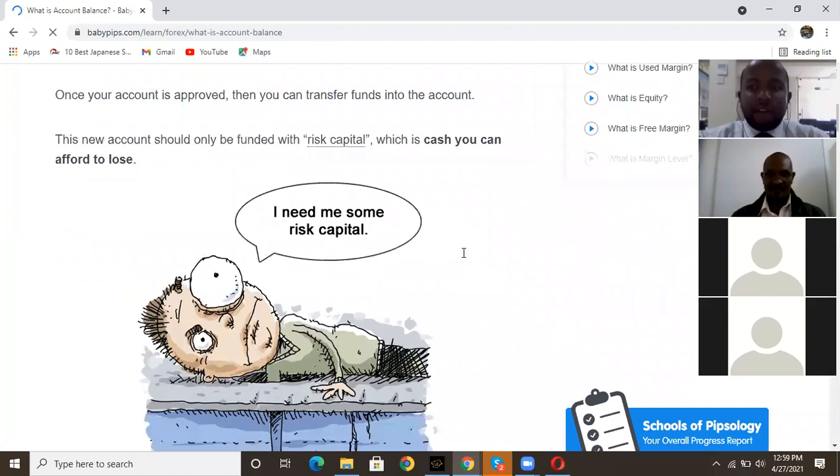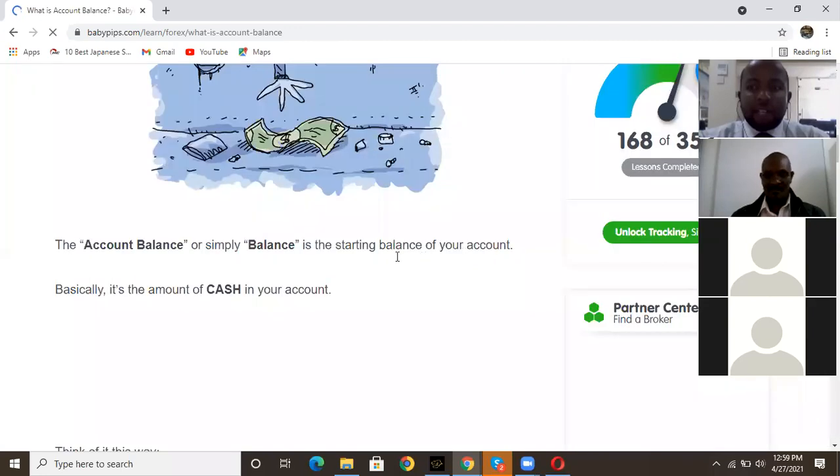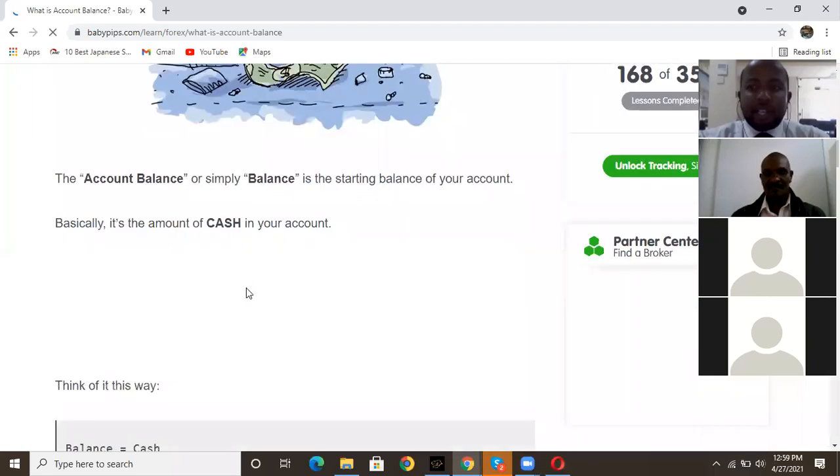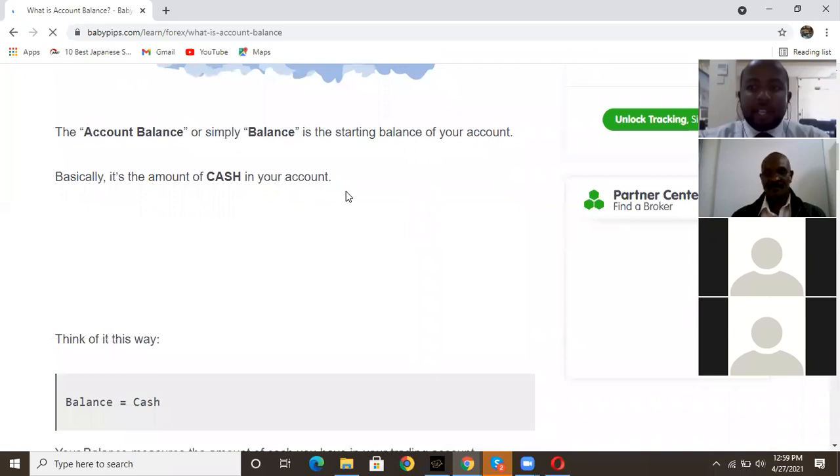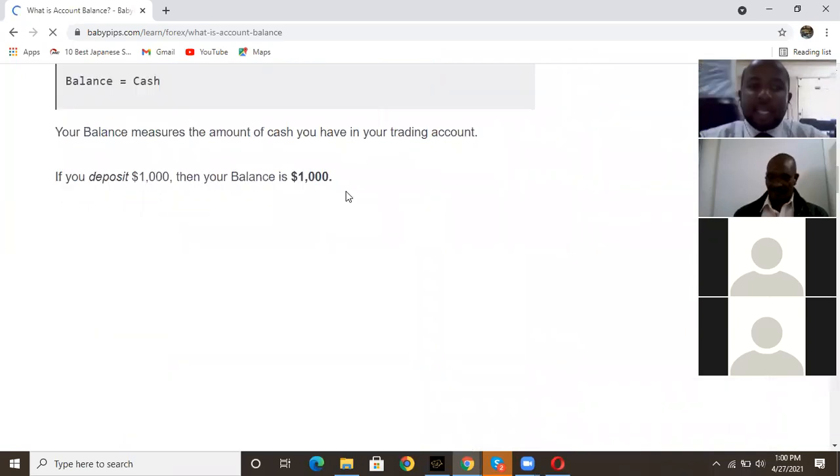So basically the account balance, or simply balance, is the starting balance of your account. Basically, it's the amount of cash in your account. So balance is just the cash. If you deposit 1,000, then of course your balance will be $1,000. So balance is basically what you have in your account.